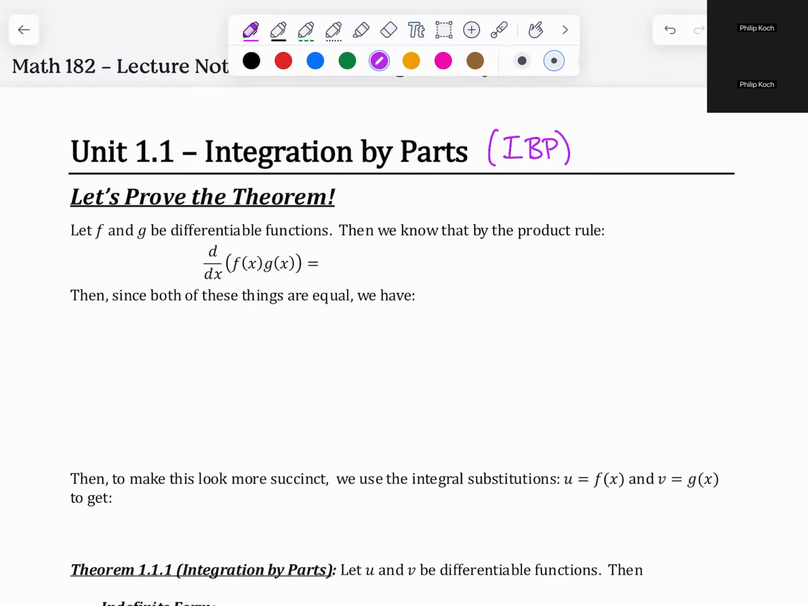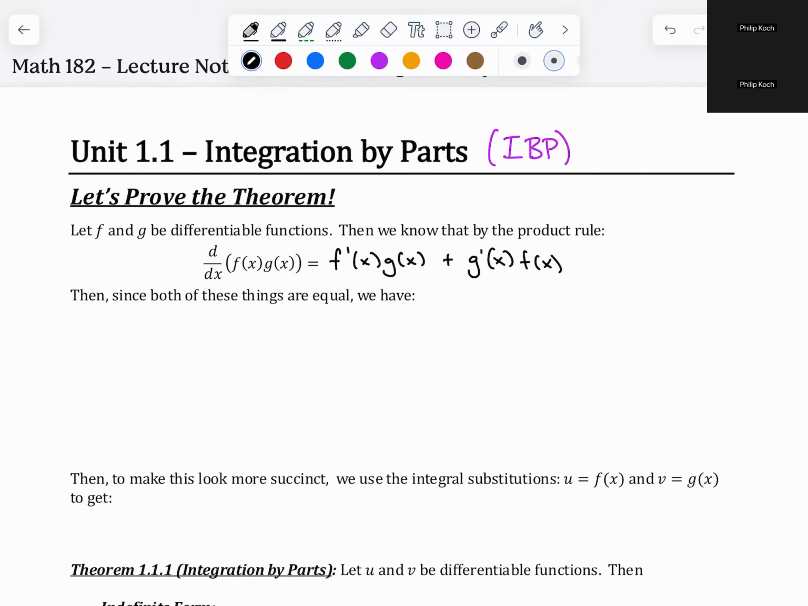So let f and g be differentiable functions. Then we know by the product rule that the derivative of that product is equal to f prime of x, g of x, plus g prime of x, f of x, right? So because these two things are equal to each other, their integrals should be equal to each other.